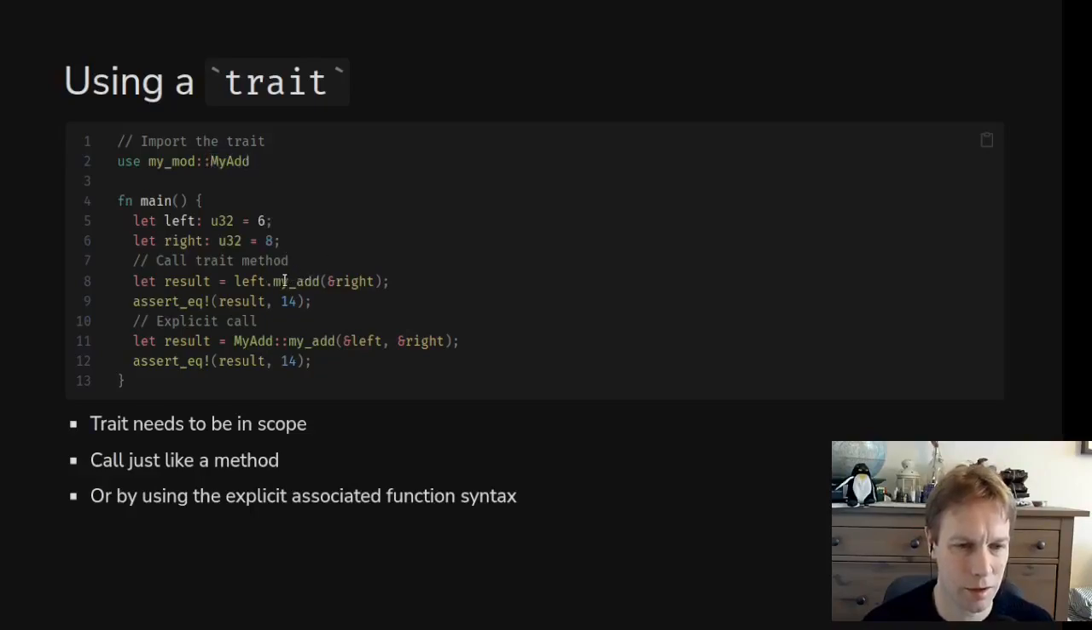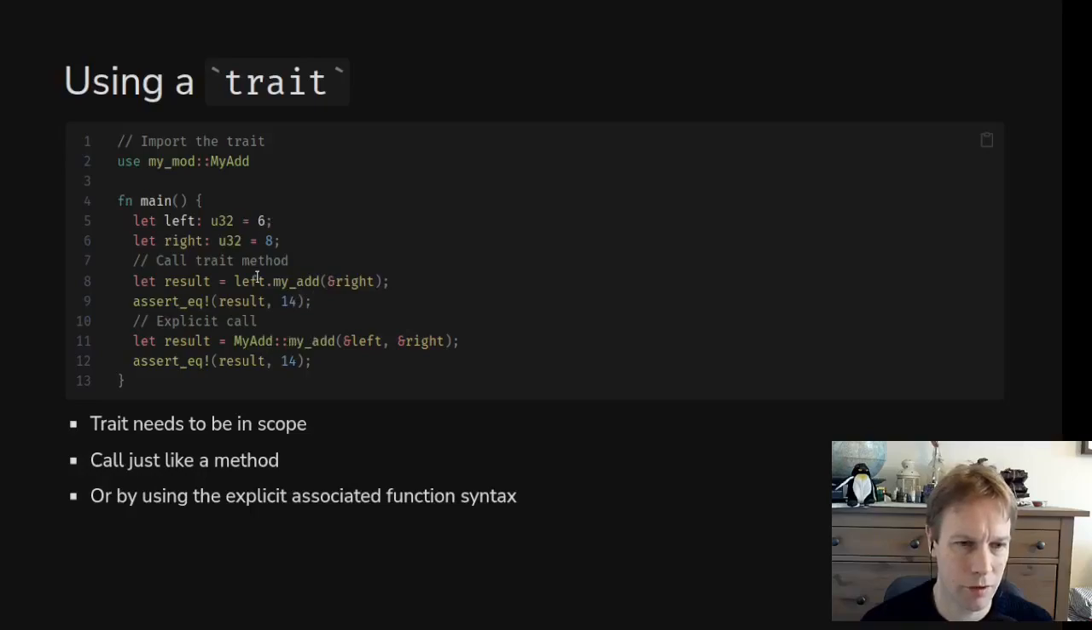So the kind of confusion level of it is limited. Anyway, we've brought in the trait, that means we've got this method, we can call it. So left is 6, and when we call myAdd, we pass a reference to that 6 into the myAdd function that we defined on the previous slide, and a reference to this 8 as well, that's in right. We get back the result of adding those two together. So this result is a U32, and then we can assert that the result is 14.